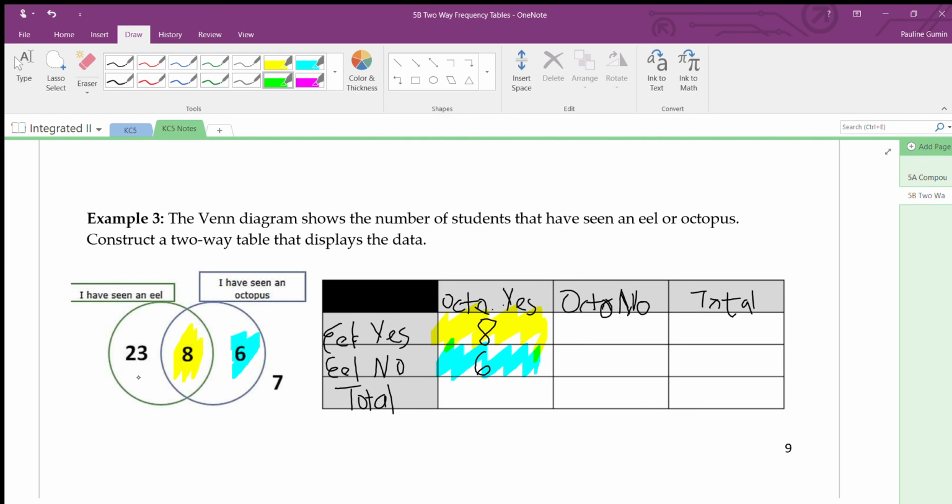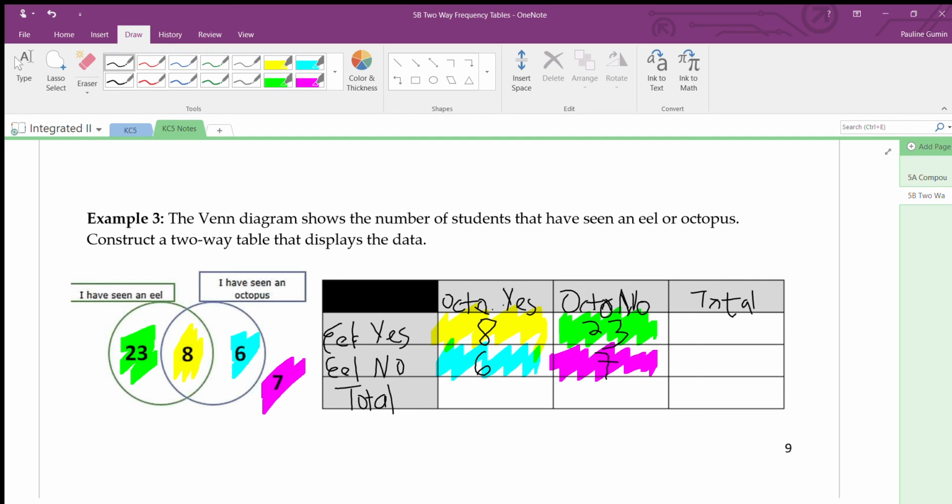The other number is here for the eels. And that means those students have seen eels, but they have not seen octopi. I keep saying octopuses. So that should be eel, yes, octopus, no. So that goes right there. We really only have one other place left to fill in, and that is here. Octo, no, eel, no. And we find that number outside. They have not seen octopi, they have not seen eels, so they are outside of the Venn diagram completely.